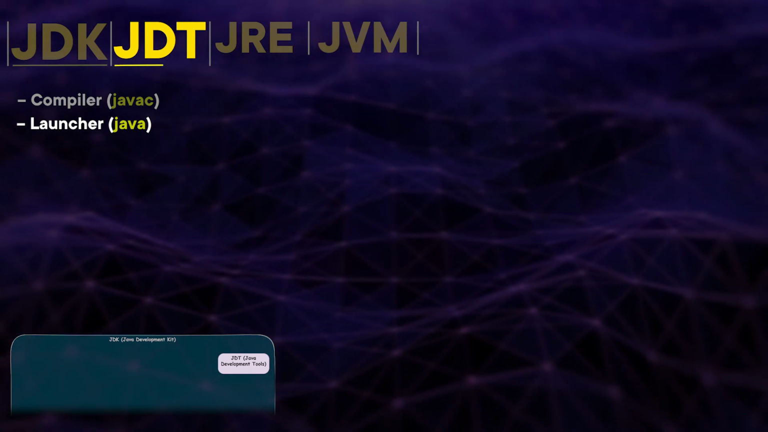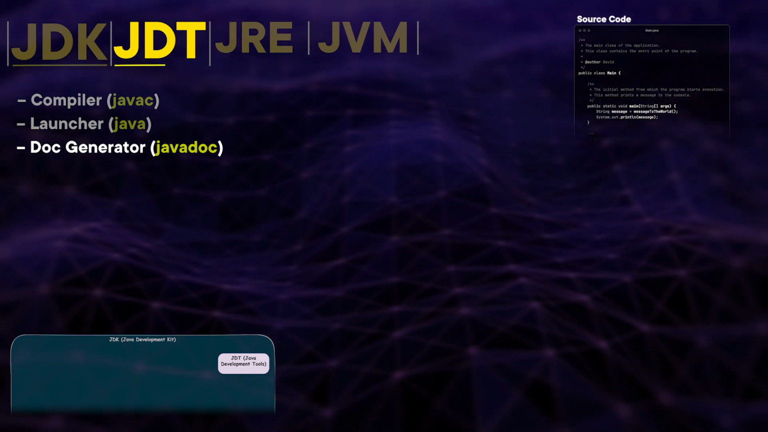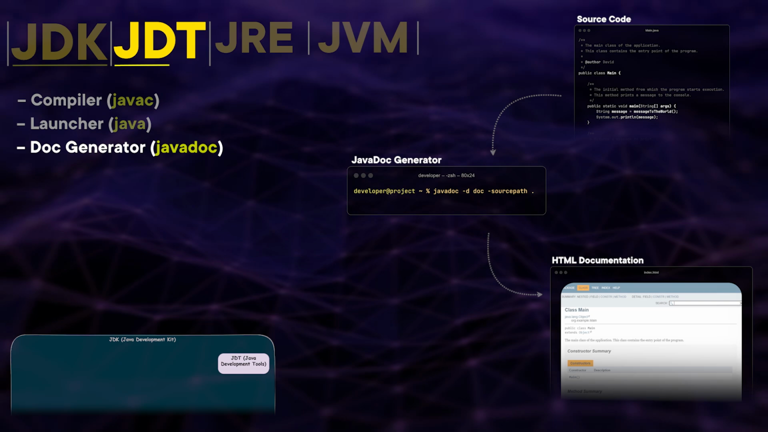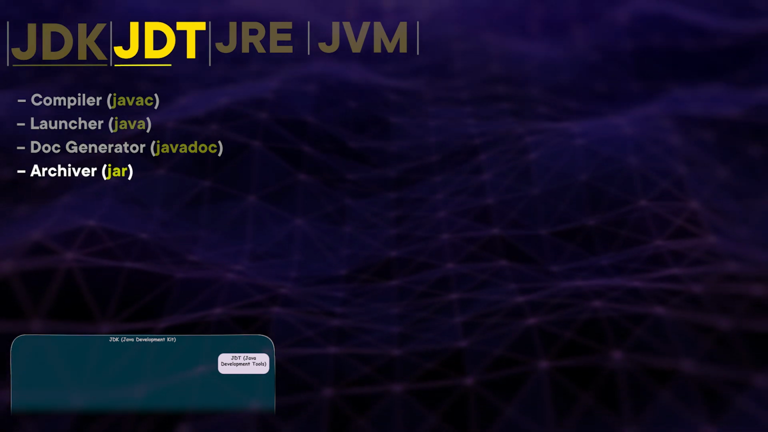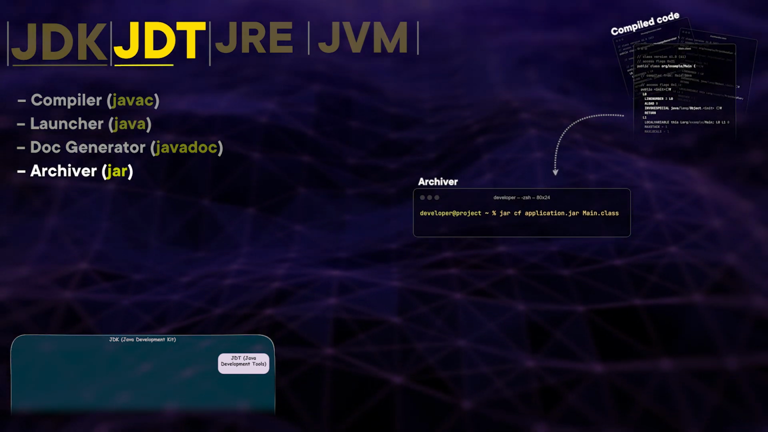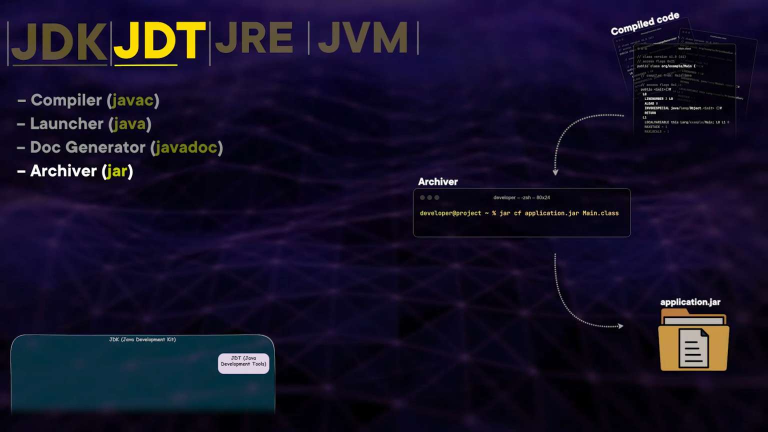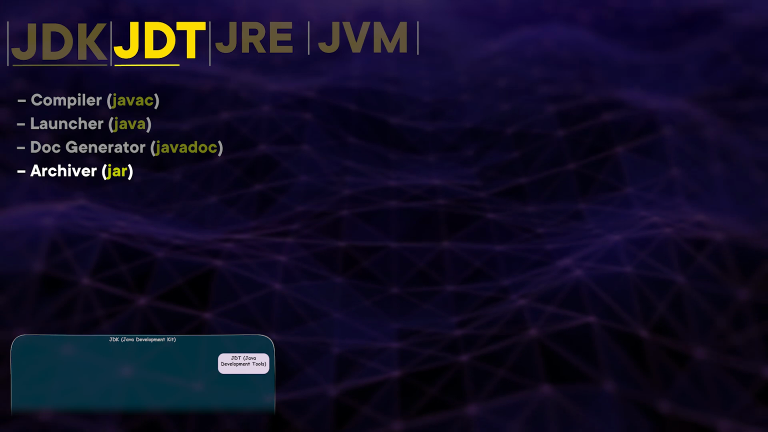The next one is a doc generator. It takes special comments from source files and creates well-structured HTML documentation. The next utility is Archiver. It packages multiple class files and resources into a single jar file, making it easy to distribute and run a Java application. The last one, Debugger.